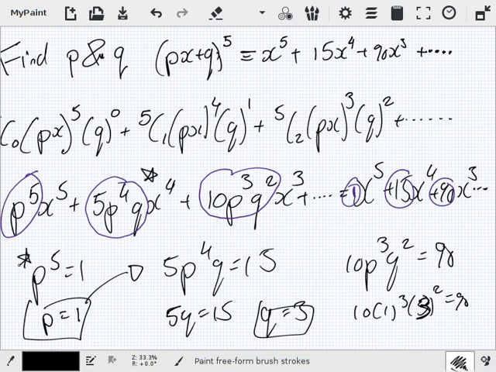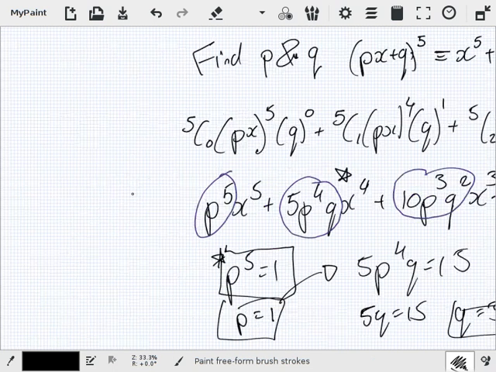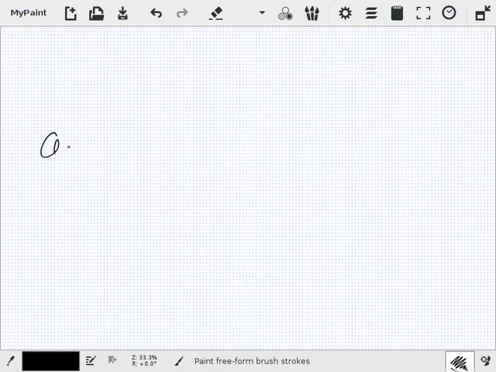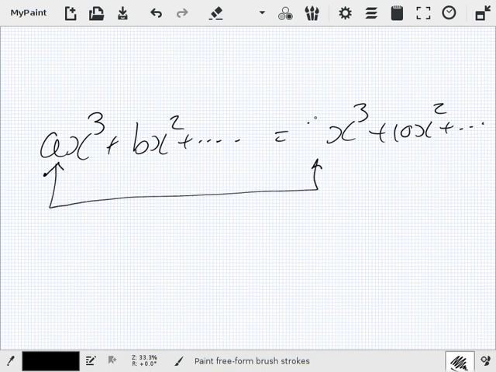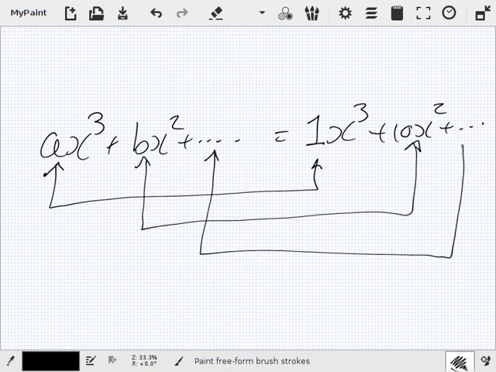Are you happy with where I got p^5 equals 1? Okay, so the idea is like this. If I had ax cubed plus bx squared plus blah blah blah equals, let's say, x cubed plus 10x squared plus blah blah blah, and these are supposed to be the same expression, then a has to be equal to 1, and b has to be equal to 10.